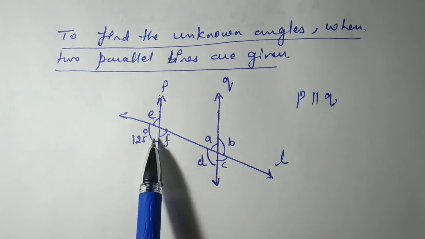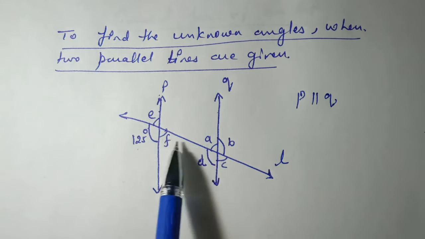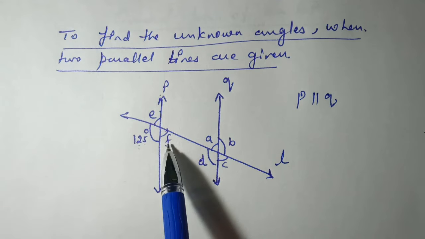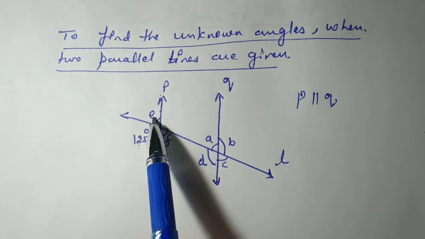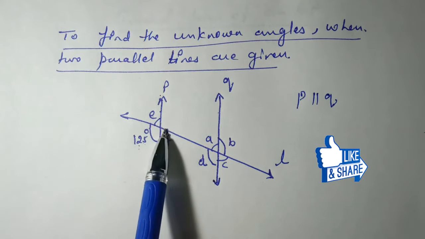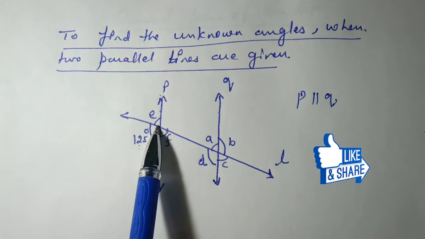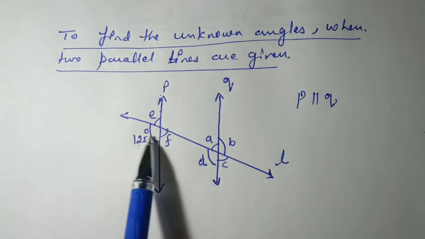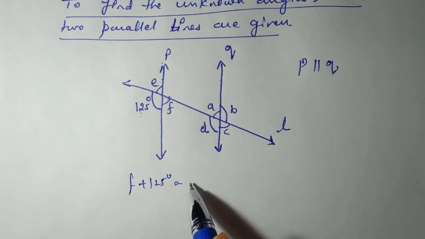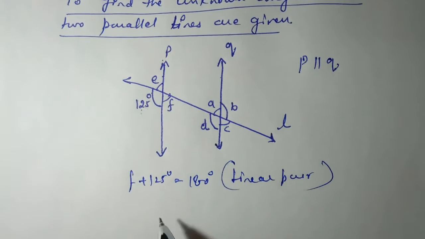For finding these values, we have to keep in mind the angles formed by a transversal on parallel lines. So let us start from the angle which is given. 125 degrees is connected with F. It is also connected with E. How is it connected? 125 and F, both the angles are lying on this straight line. Whenever we find two or more angles lying on the same straight line, they form a linear pair. So F plus 125 degrees is equal to 180 degrees, by linear pair.